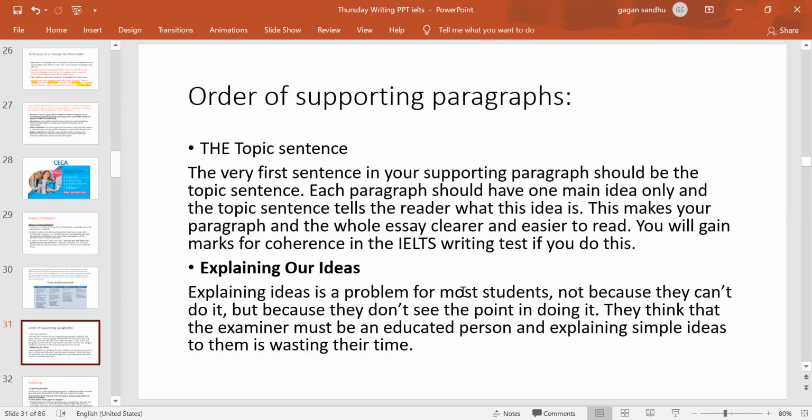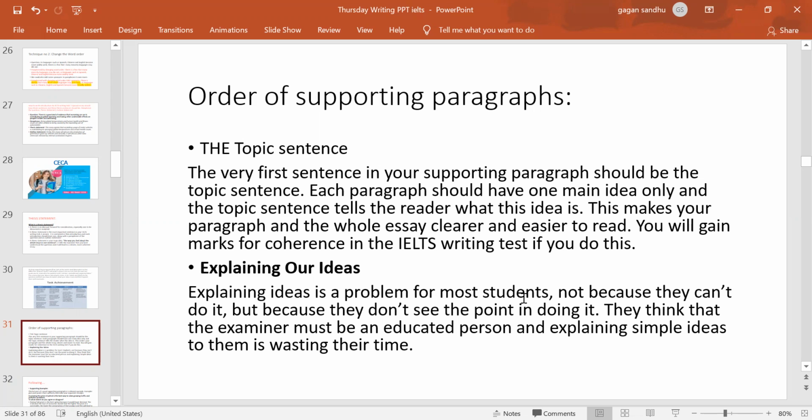So explaining an idea is a problem for most students. Maybe I'm writing something where I gave this idea forward, the greenhouse gases. The production of them is the reason, right? But I didn't write a sentence which explains this idea. Why am I saying so? Why am I saying the production of greenhouse gases is contributing to global warming? So I need to have an explanation in my written essay if I want to get more marks, right?